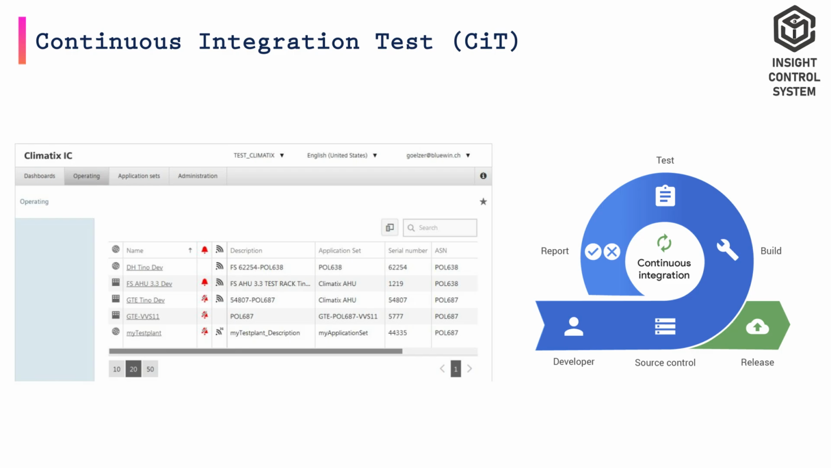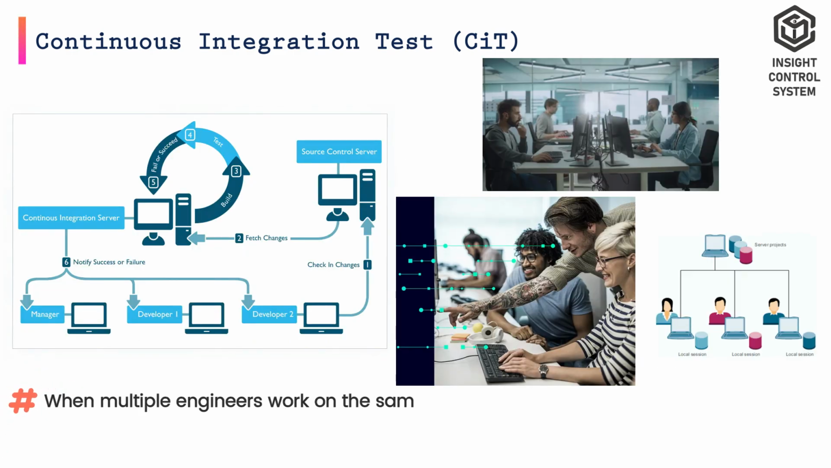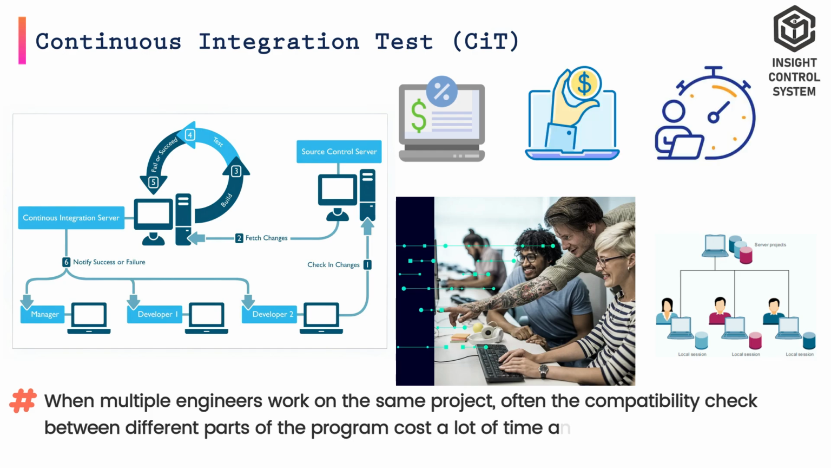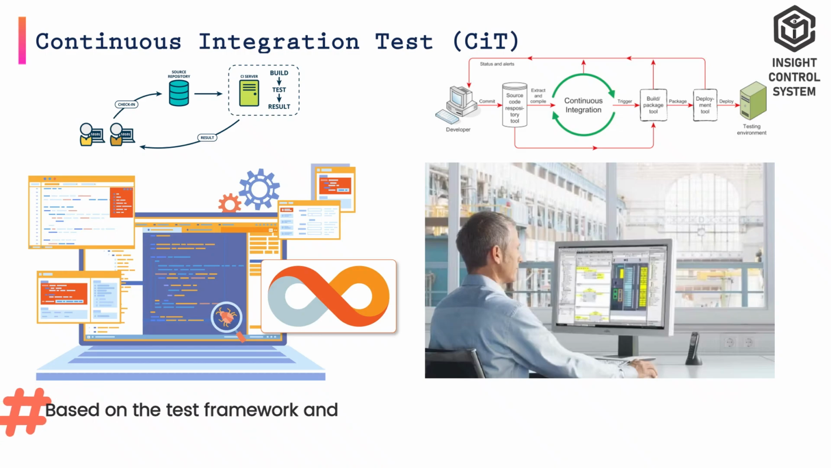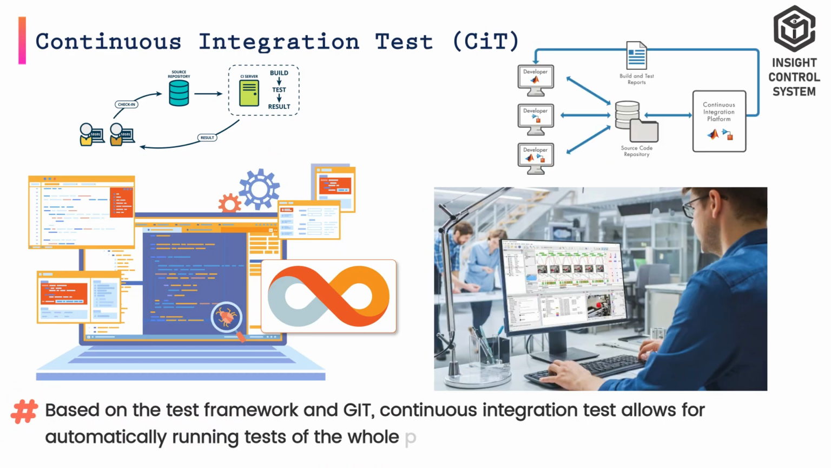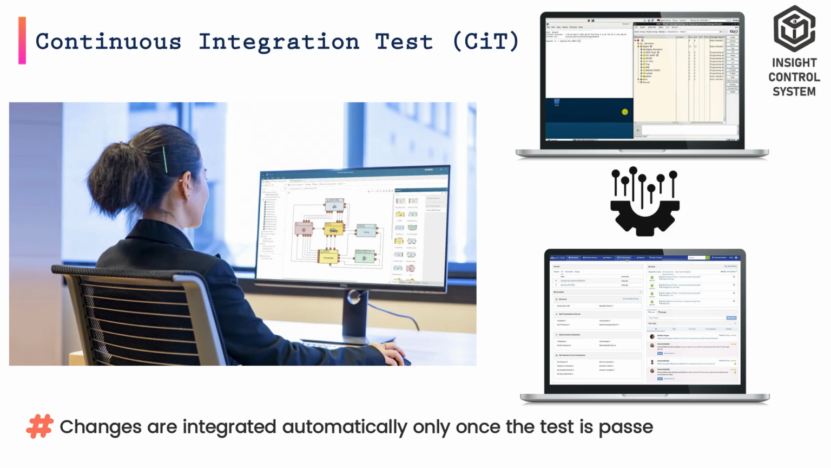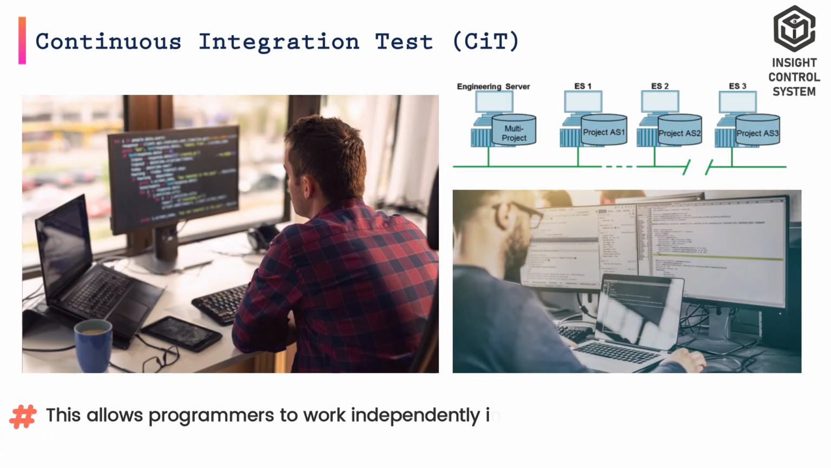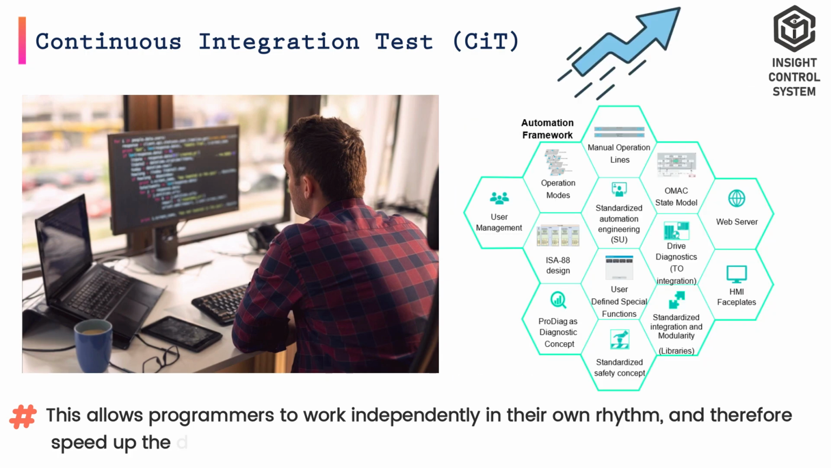Continuous integration test. When multiple engineers work on the same project, often the compatibility check between different parts of the program costs a lot of time and effort. Based on the test framework, continuous integration test allows for automatically running tests of the whole program whenever changes are made. Changes are integrated automatically only once the test is passed. This allows programmers to work independently in their own rhythm, and therefore speed up the development process.